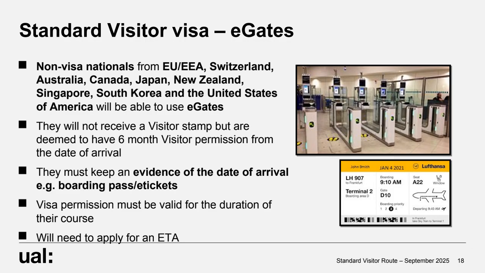What we require from these students is that you keep a hold of your boarding pass or your travel booking confirmation emails, something that has your name and the date you're traveling to the UK. From the date that you travel to the UK, you also, like the non-visa nationals, have a 6 months stay period in the UK. And again, it must cover the full length of the course that you are studying. All of these nationals also must apply for an ETA.